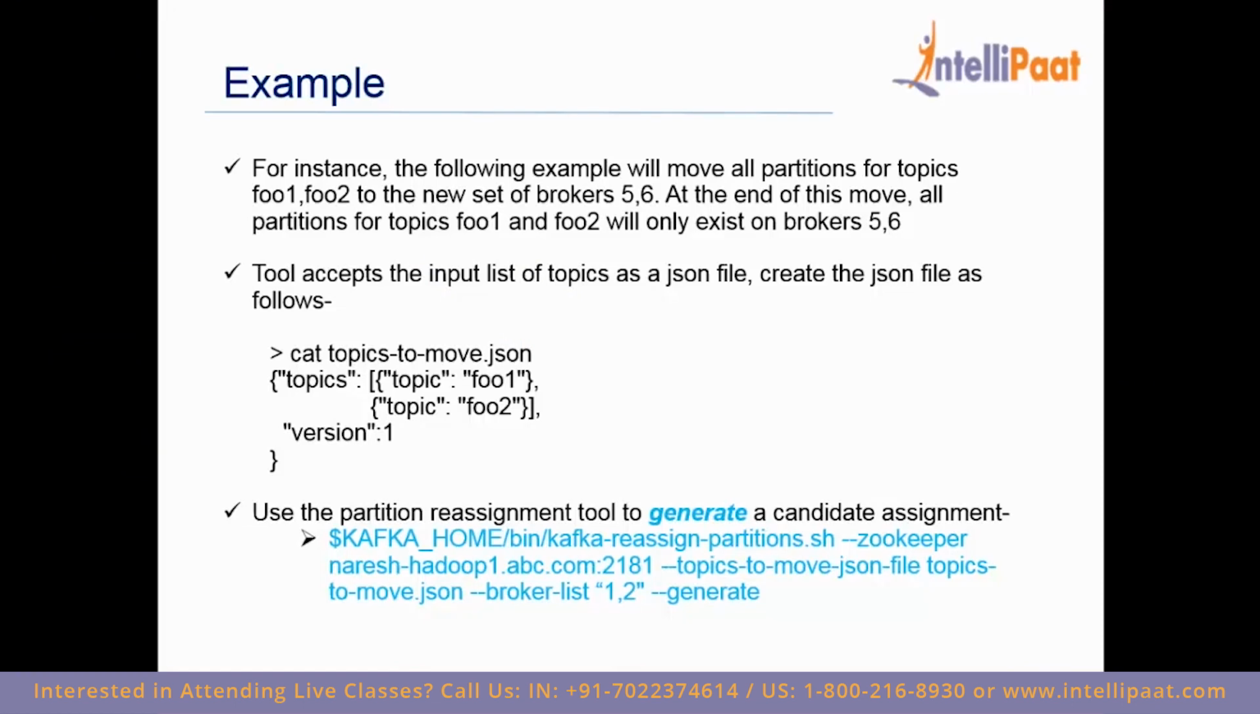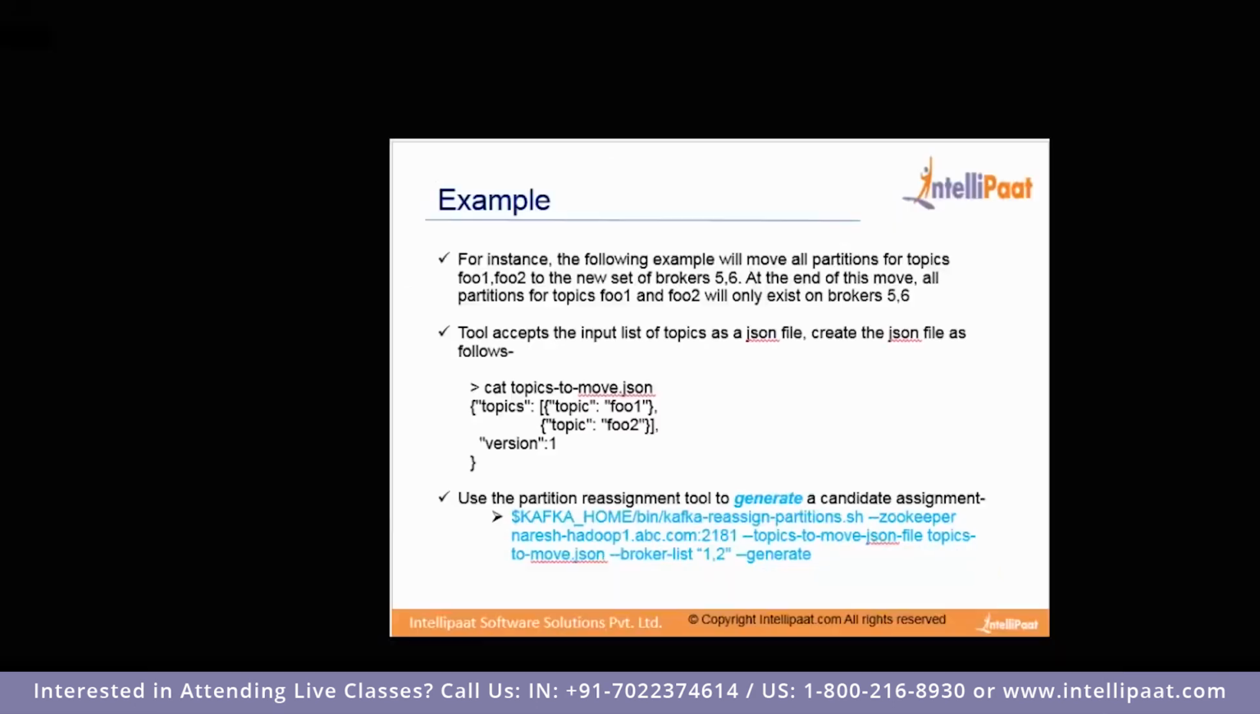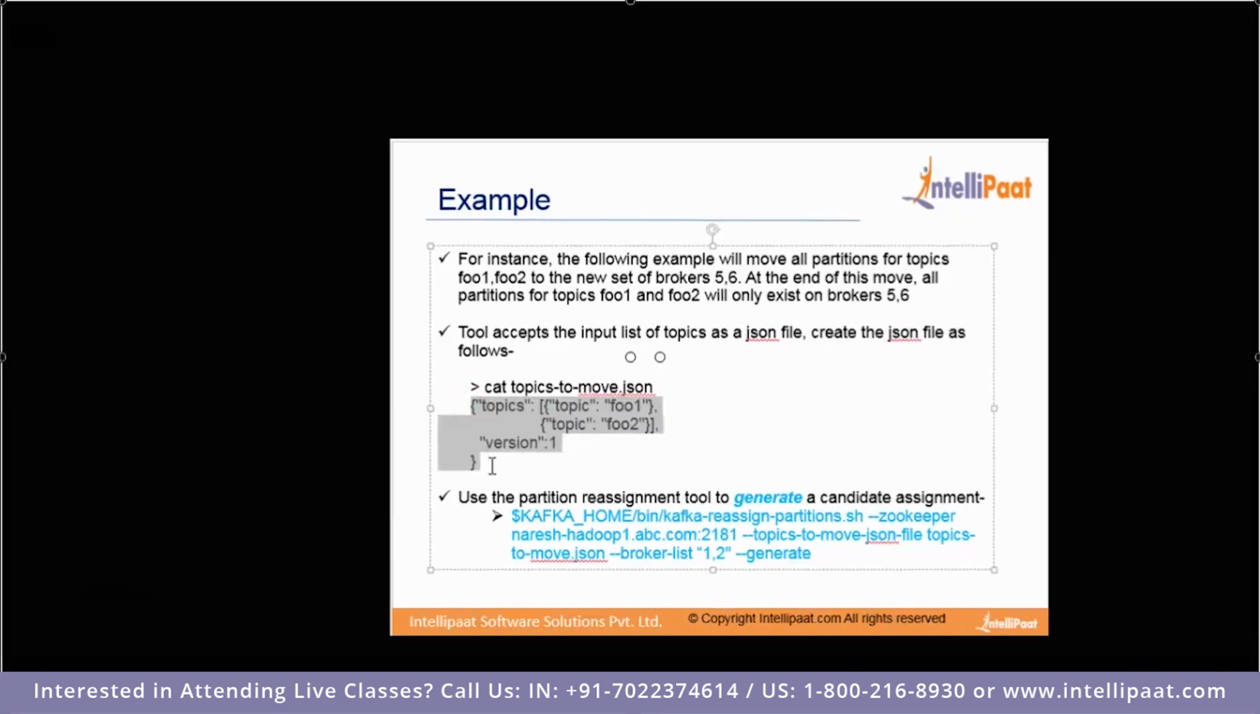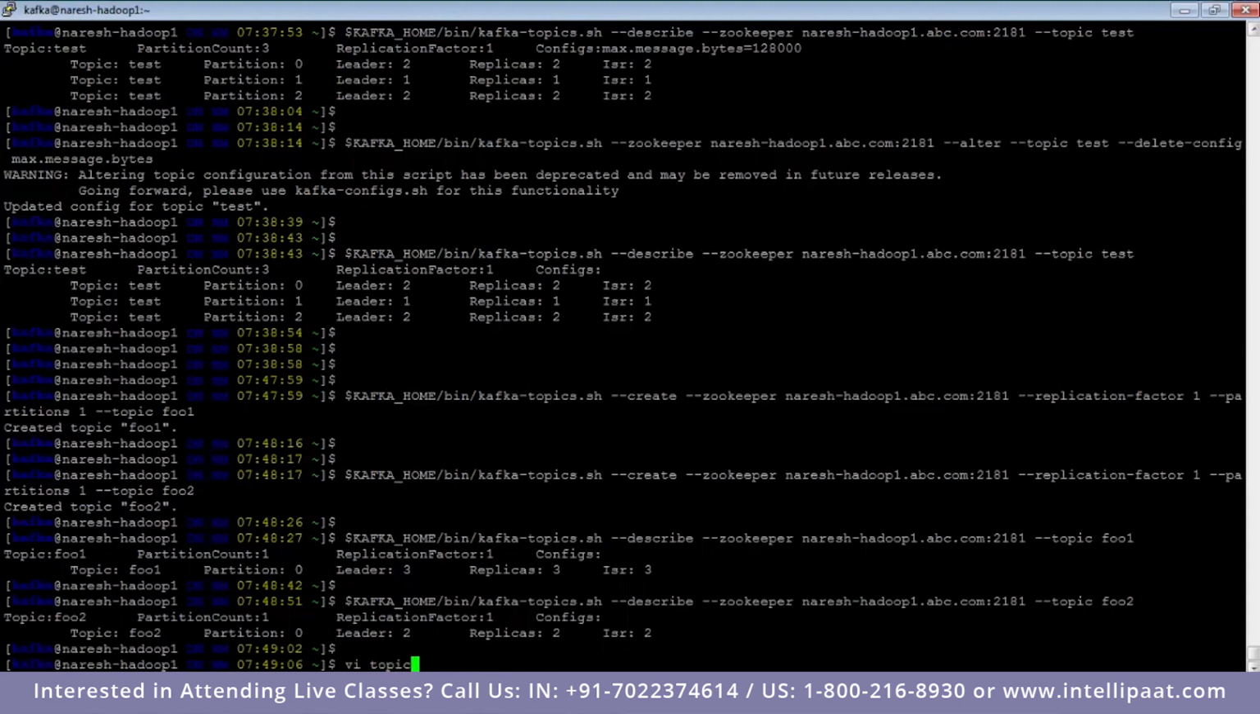Now first of all, we need to create a JSON file because this tool works on the JSON file only. In that JSON file, we will simply mention that I want to take action on these topics. Let us copy this JSON format from here. We will simply name this topics-to-move. We will create a file topics-to-move.json.